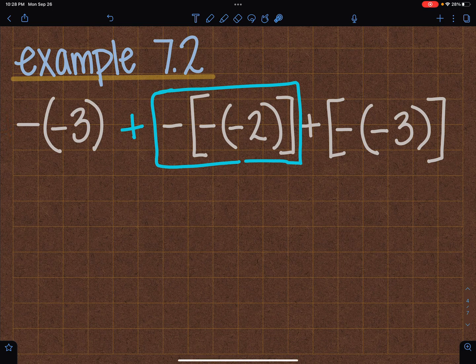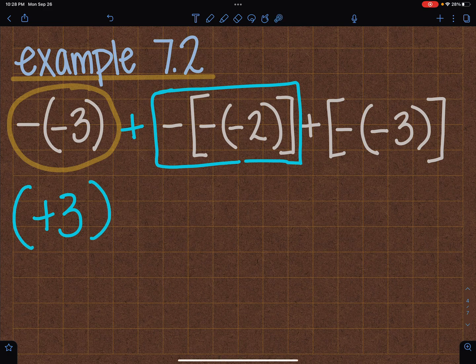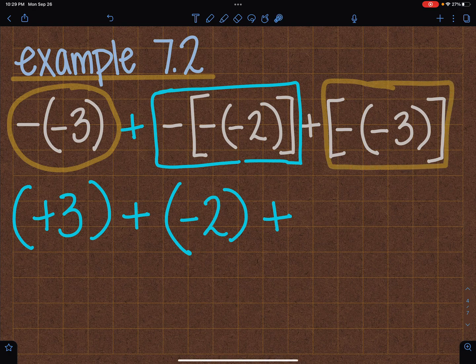Let's start by simplifying this part. The opposite of negative 3 is positive 3. Sweet. Now this middle one. This is probably the most complicated one. So we have a negative 2, the opposite of negative 2. So in here, that's going to be positive 2. The opposite of positive 2 is going to be negative 2. So now when I simplify, I have negative 2 here, and I'm going to separate them by plus signs because I'm adding them all together. There's no subtraction, remember?